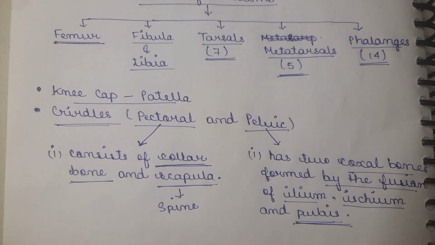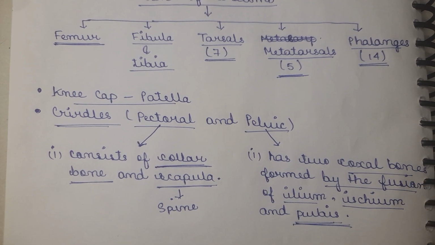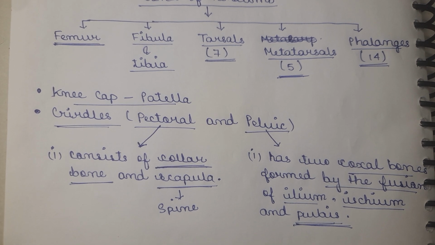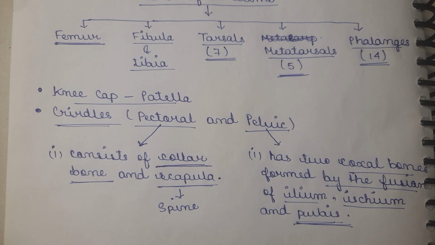So this was all about the introduction of the appendicular skeleton that involves the bones of the forelimbs and the bones of the hind limbs, and something more about the girdles, that means the pectoral girdle and the pelvic girdle. In the next part of the video we will understand about the joints and the disorders of the musculoskeletal system.